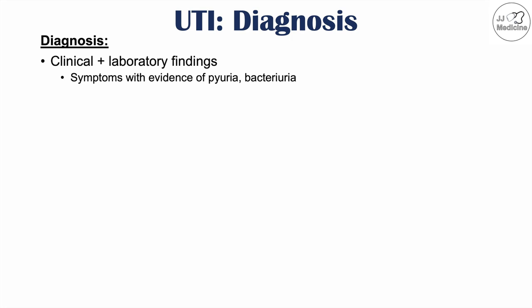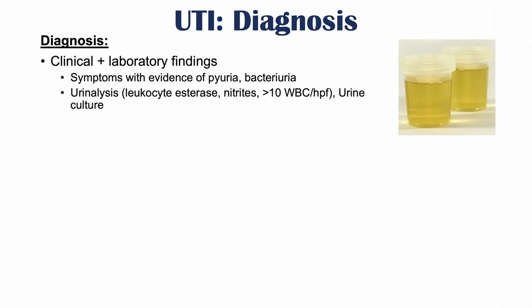Now, how are UTIs diagnosed? It is a combination of clinical findings, so history and physical examination findings, and laboratory findings. So symptoms, along with evidence of pyuria, so pus or white blood cells in the urine, and bacteriuria, or bacteria in the urine. So the way these laboratory findings can be found is through urinalysis. So with regards to finding white blood cells in the urine, that would be leukocyte esterase findings. So leukocyte esterase positive would mean that there are white blood cells in the urine.